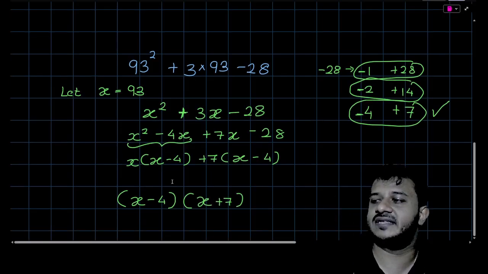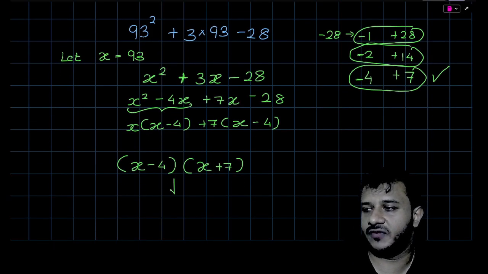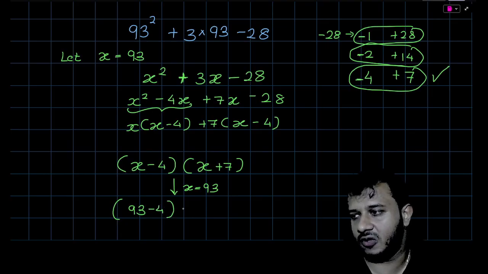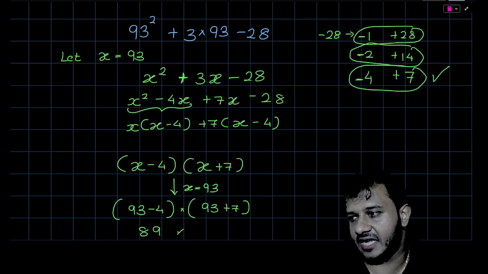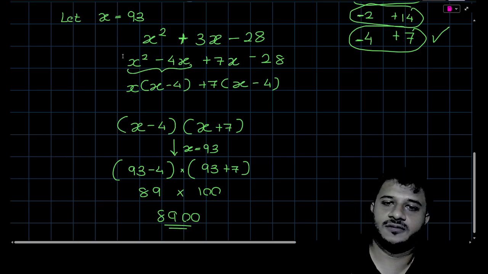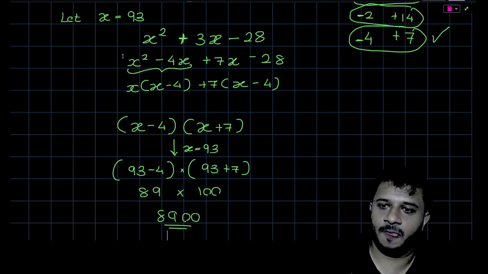Pute, now let's substitute the numbers again. We know x was equal to 93, right? So let me rewrite it. 93 minus 4 times 93 plus 7. That means it's 89 times how much? 93 plus 7 is 100. 89 times 100 is 89 with a double zero. Look at that. Finish. Do you get the way of doing it, Pute?